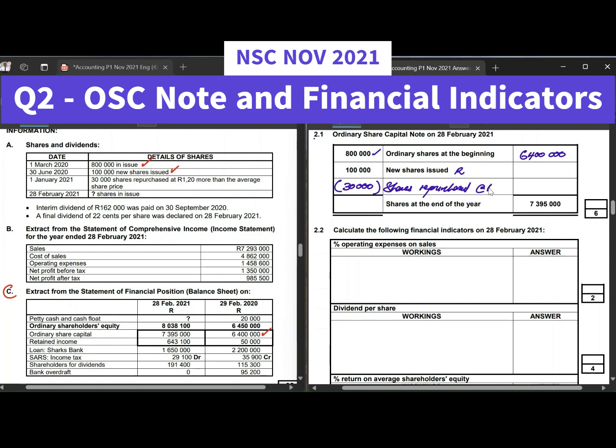And we need the average price. But here we are told they are repurchased at 120 more. Other papers would say above the average price. So we know that this amount is what goes to your retained income note number 8. So it cannot come here. I need the average price for this one. Now, we are going to get the amount here. So we will now take our calculators.